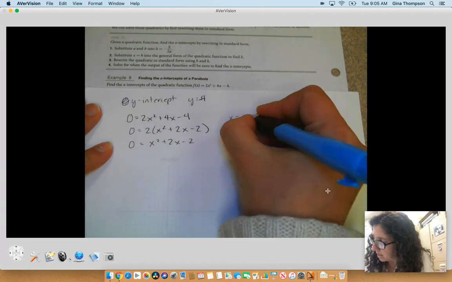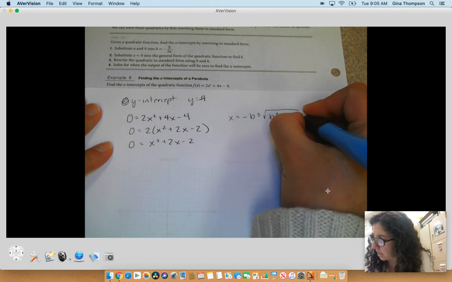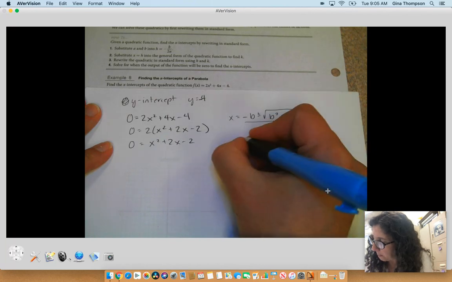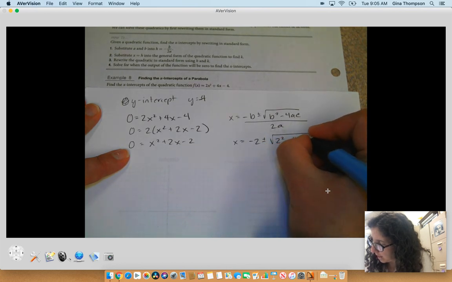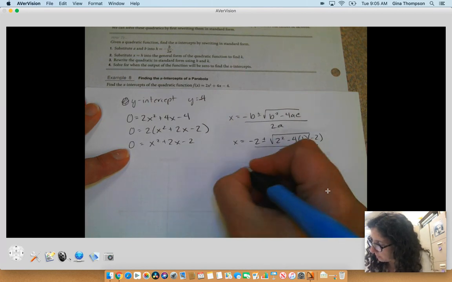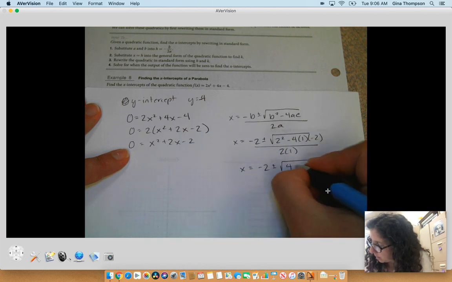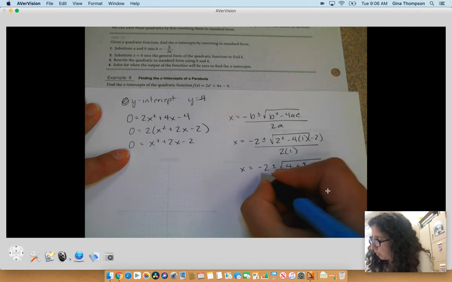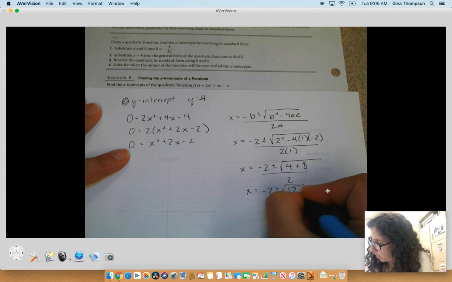x equals minus b plus or minus the square root of b squared minus 4ac all over 2a. So minus 2 plus or minus the square root of 2 squared minus 4ac all over 2a. All right, so what do we get? 4 plus 8 all over 2. The square root of 12 all over 2.